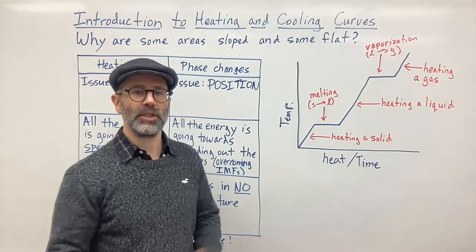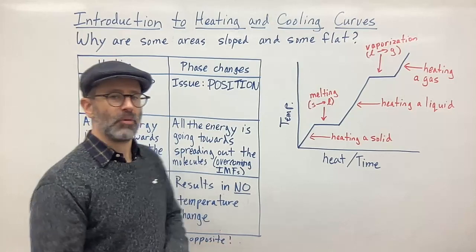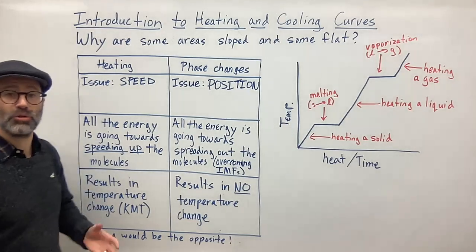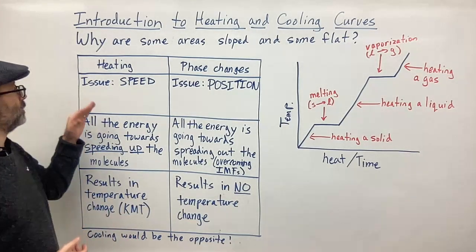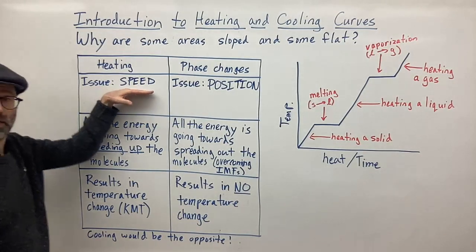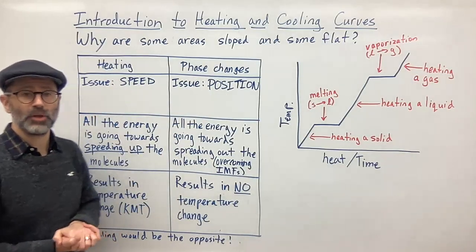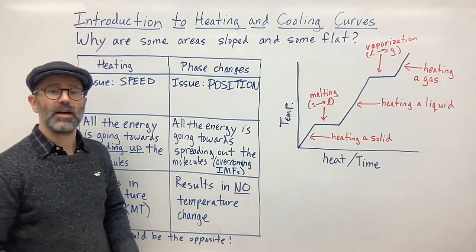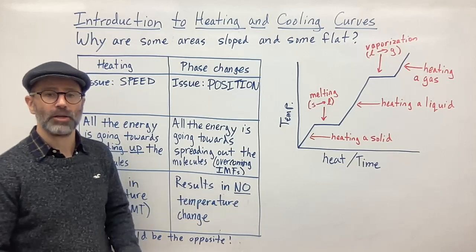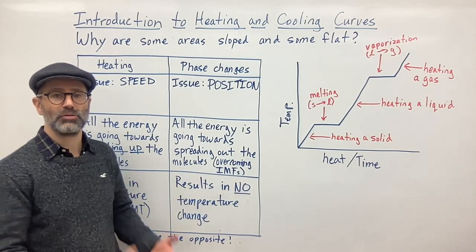Okay, so the next question we need to ask ourselves is why are some areas sloped and some flat? Well, this gets to the difference in how the energy is being used. As you are heating up the substance, we're talking about whether speed or position is being affected. What do I mean by that? Remember from kinetic molecular theory that the temperature of a substance is related to the average kinetic energy of the molecules or atoms in the substance, or the average speed. So kinetic energy is related to speed.